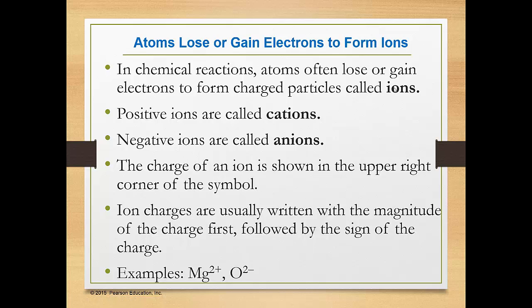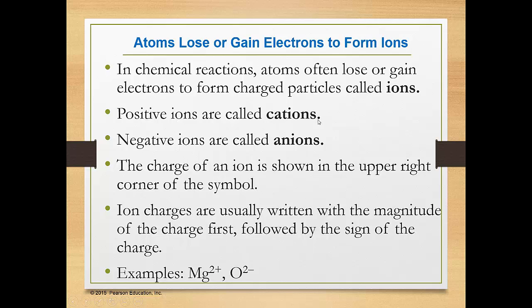Now, if an element gains electrons, let's start with loses, okay, since that's what's next in the list. If it loses electrons, it becomes positive, right? If it loses electrons, it now has more protons, positively charged particles, than it has electrons, negatively charged particles, okay? So it becomes positive, and we call that a cation, okay?